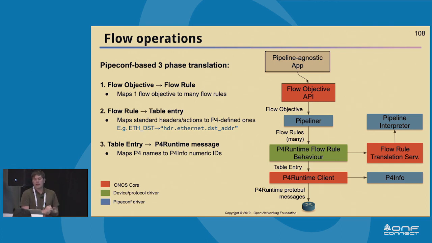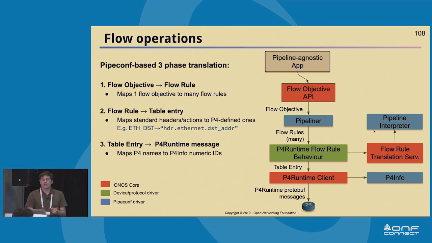Then each flow rule is mapped to a table entry, which is an internal representation that we use to map, for example, ONOS-known header fields, like the Ethernet destination, to the corresponding name of the same header field in the P4 program. And this is achieved by using another Pipeconf-provided behavior called the interpreter. I'll describe this in a second.